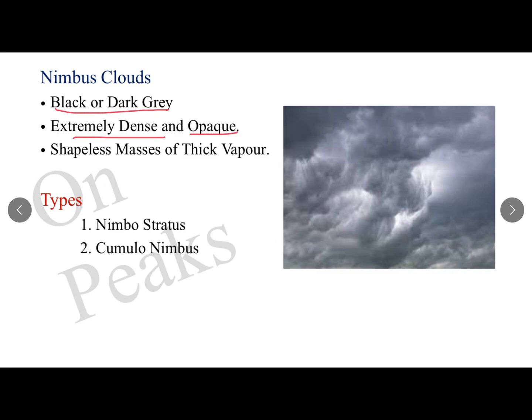The word nimbus, we can remember, is associated with cyclones. So when we observe heavy rainfalls or heavy downpours, we can confirm that these are nimbus types of clouds. They appear dark grey and are so opaque that they can cover the sunlight completely. Now coming to the subgroupings of nimbus clouds, they are nimbostratus and cumulonimbus.